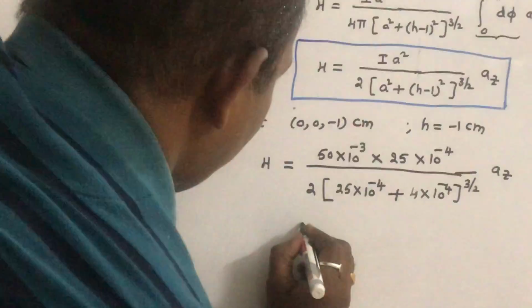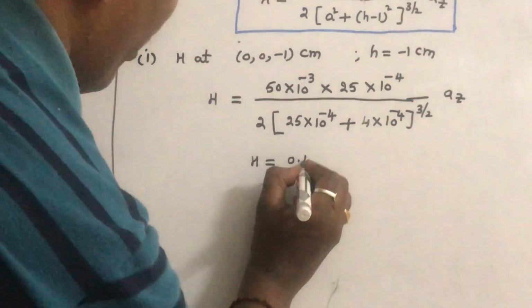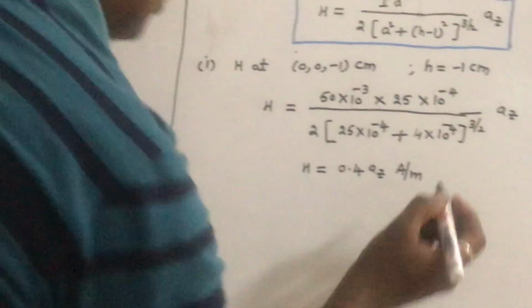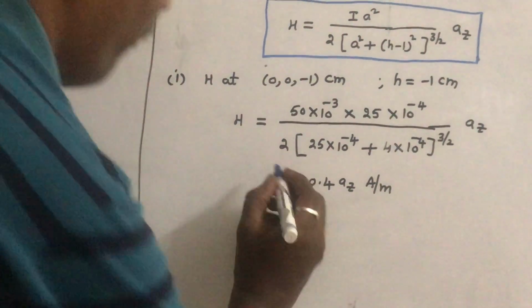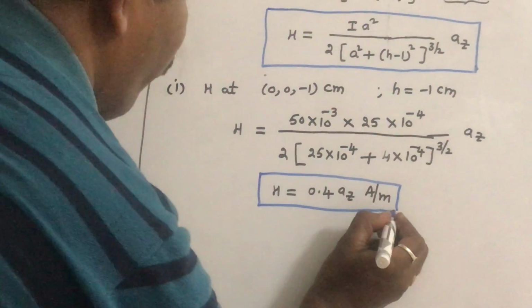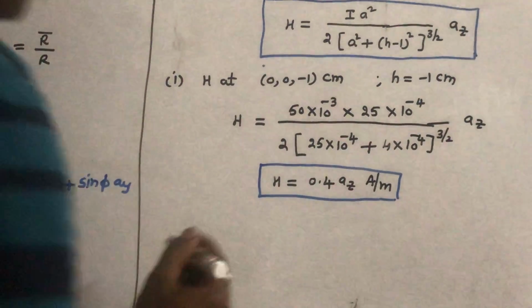If you simplify this, you will get the answer as 0.4 aZ. The magnetic field intensity unit is ampere per meter. So this is the answer for the first one, the magnetic field intensity at a height of minus 1 centimeter. Now let us do the second one.